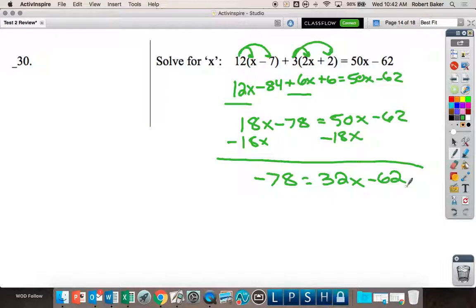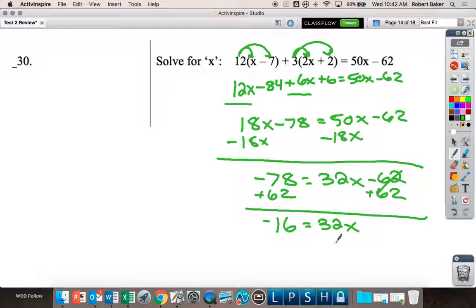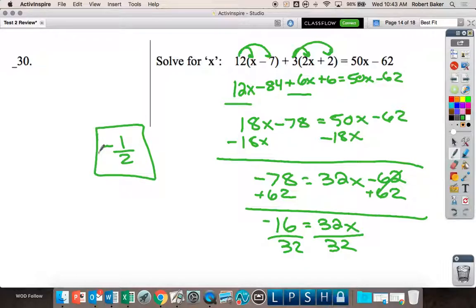Add 62. You have to add 62. Signs are important on this. Divide one by negative 16. Oh, you always divide by the number next to the x. I know you want to divide by 16 because it makes it easy, you get 2, but that's not what happens. So what is negative 16 divided by 32? Negative 1/2, aka negative 0.5.